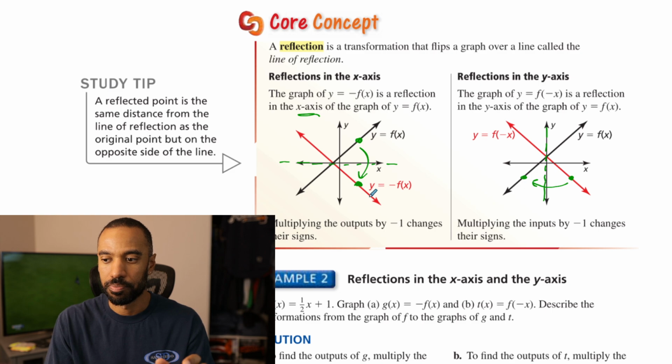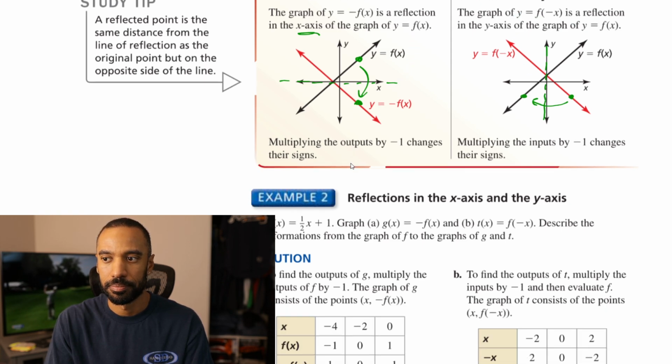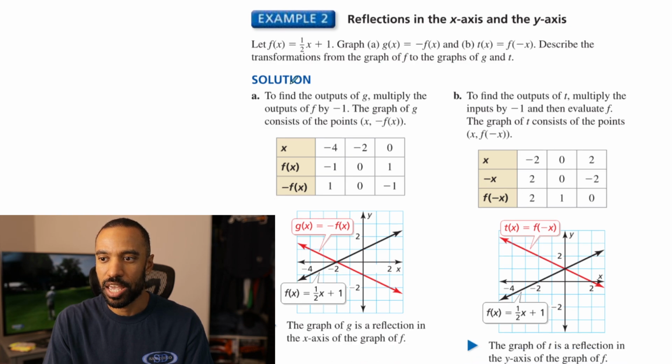And those are the flips of those. Multiplying the outputs by negative 1 changes their signs. Multiplying the inputs by negative 1 changes their signs, depending on what you have. So, reflections in the x and y axis.